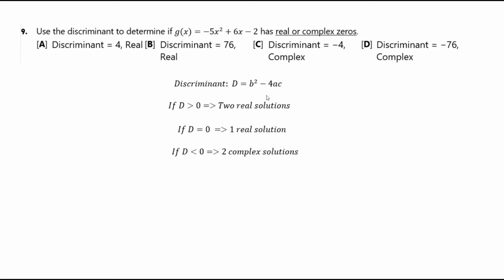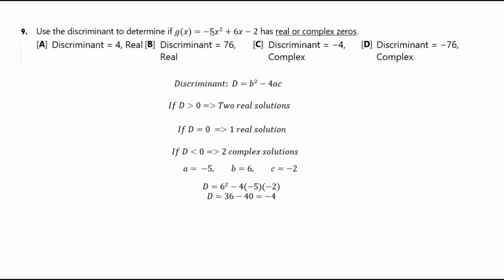So now identify your a, b, and c. You have to know how many solutions you have depending on your discriminant. So if the discriminant is positive, then you have 2 solutions. If your discriminant is 0, you only have 1 solution. And if it's less than 0, or negative, then you have 2 complex solutions. So identify your a, b, and c.